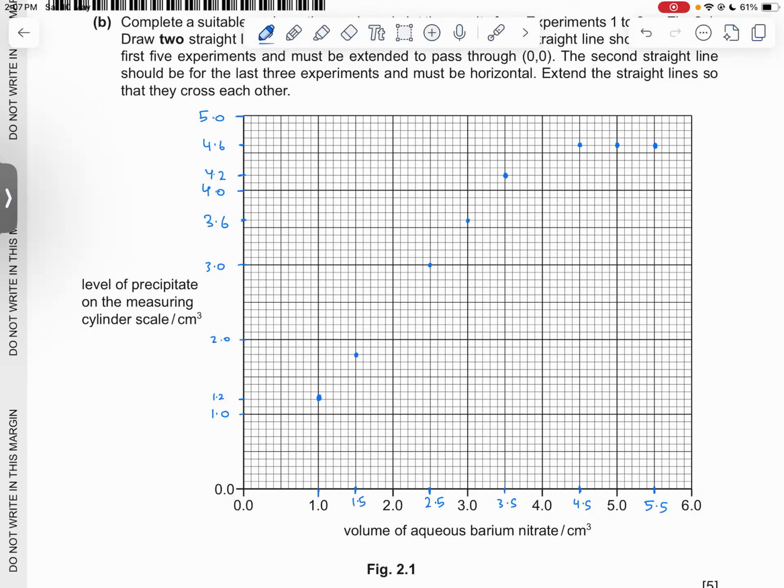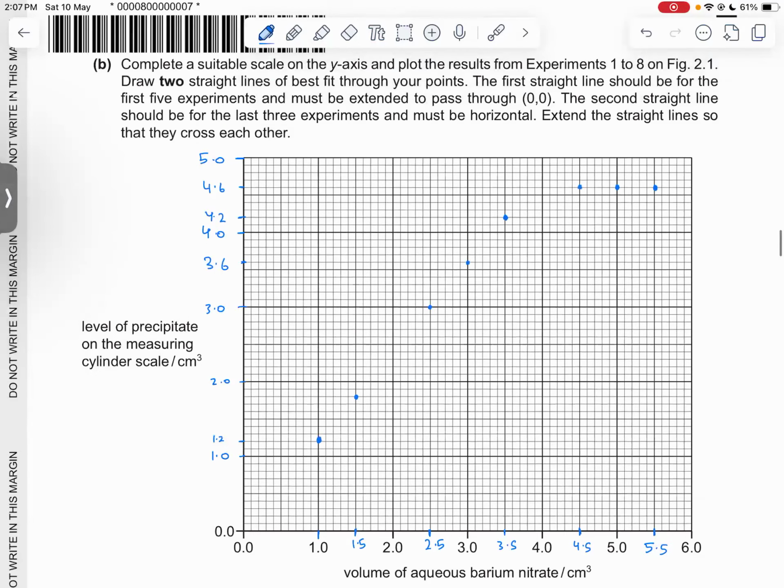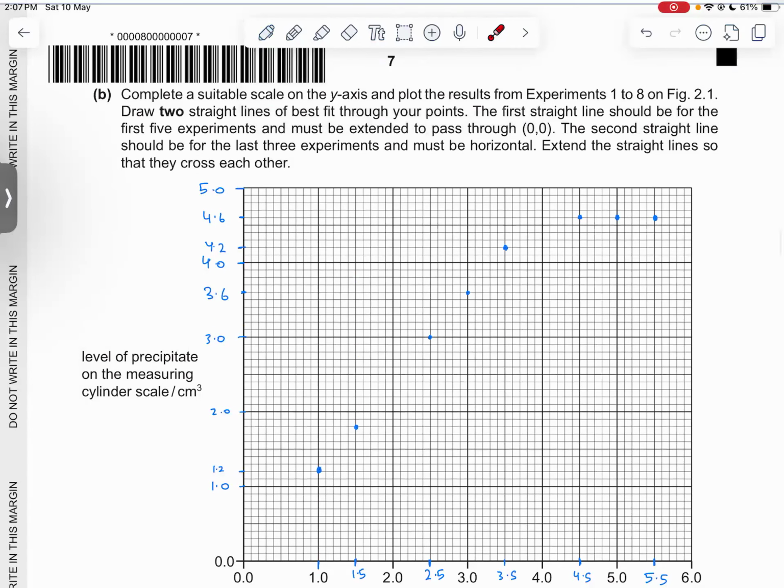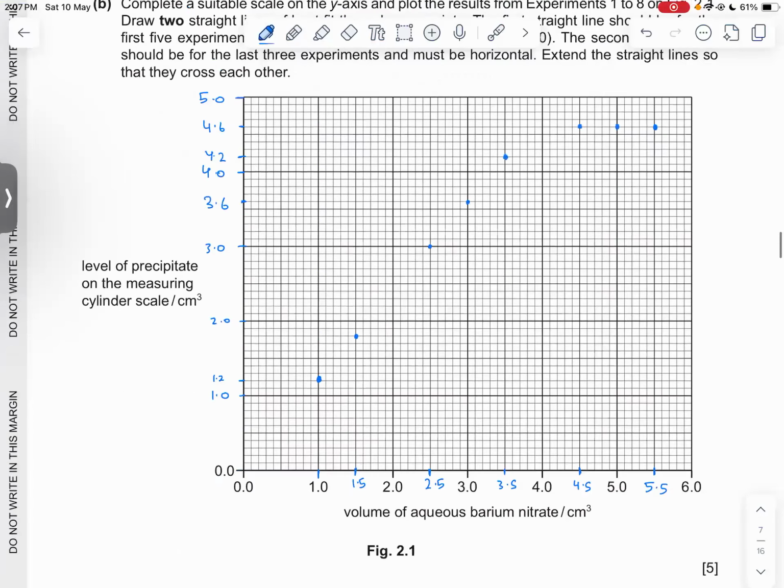4.5, 5.0, and 5.5. Now they have asked us to draw two straight lines of best fit through your points. The first straight line should be for the first 5 experiments and must extend to pass through 0, 0. So it should start from 0, 0 and go through the first 5 points. So that's 1 point, 2 points, 3 points, 4 points, and 5 points. So all 5 points are in a straight line. That is actually very pretty.